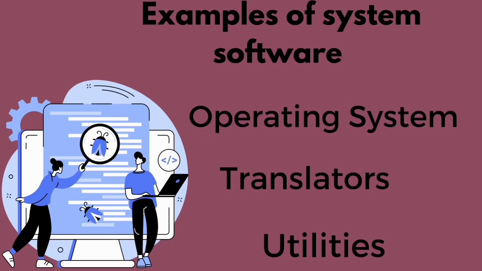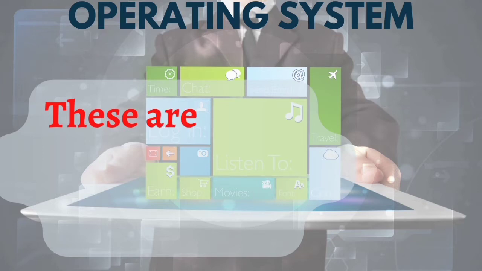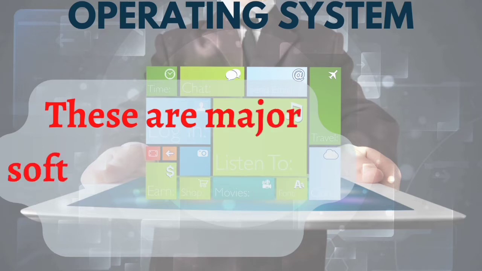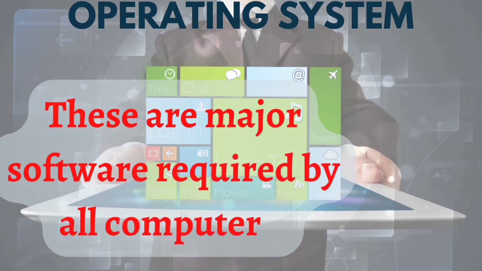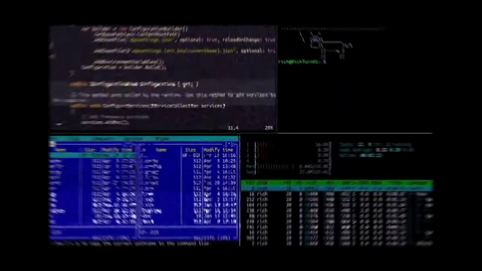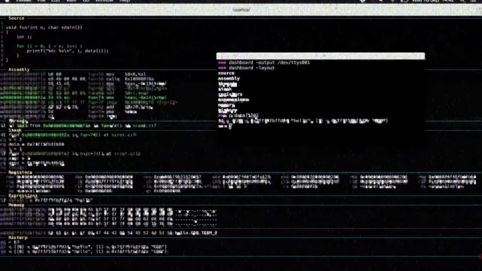Now let's discuss the operating system. The operating system is the major software required by all computers. Without it, the computer cannot understand any instruction sent to it. It is a set of routines and procedures that governs the operation of the computer. The operating system acts as an interface between the computer user and the computer hardware.